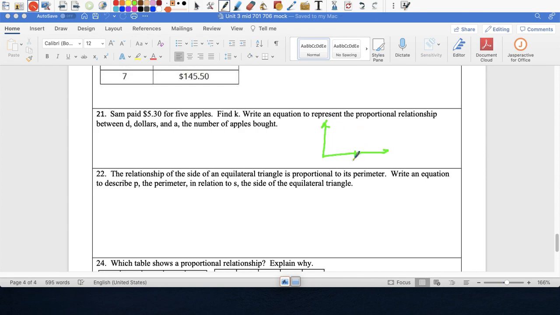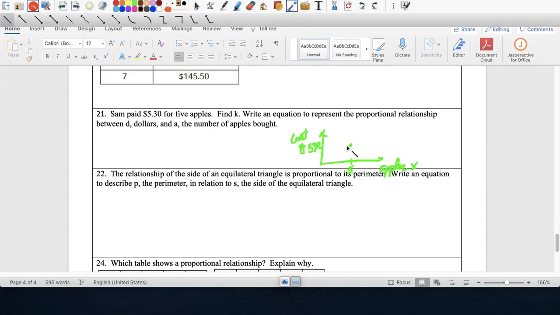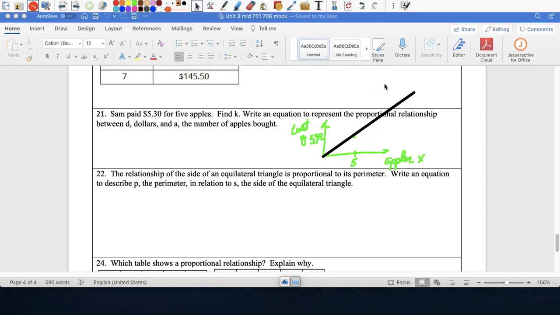This is saying that here, 5 apples, this is apples, or x, and this is the cost, or y. And you paid $5.30. And there's your point. Now, if it's proportional, they're saying that, right? What we're looking for is this right here: 1 and question mark.